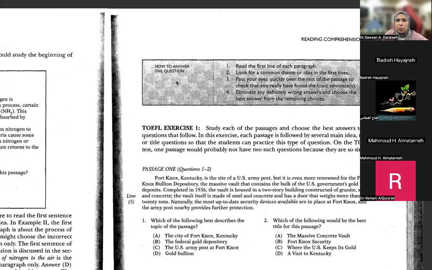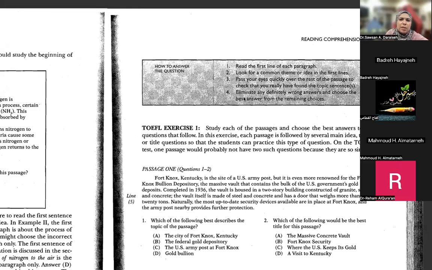So how to answer the question? Read the first line of each paragraph. Look for a common theme or idea in the first lines. Pass your eyes quickly over the rest of the passage, just quickly, just in case, guys, to check that you really have found the topic sentence.